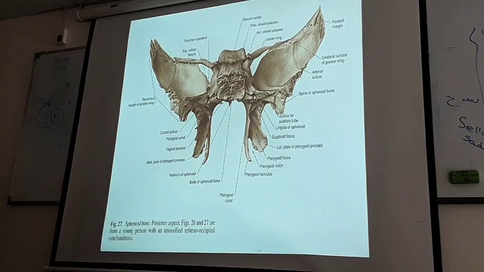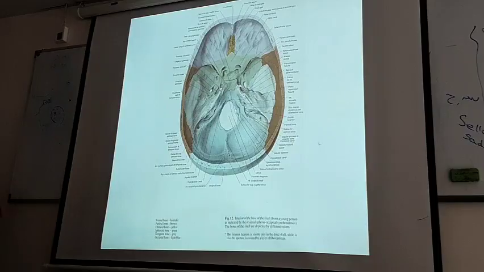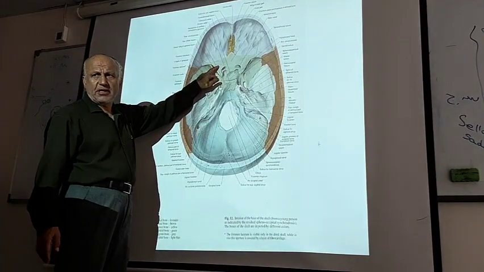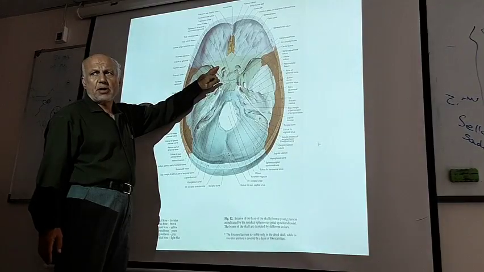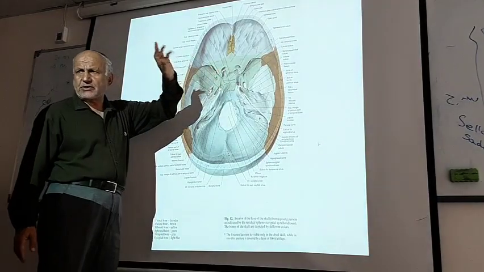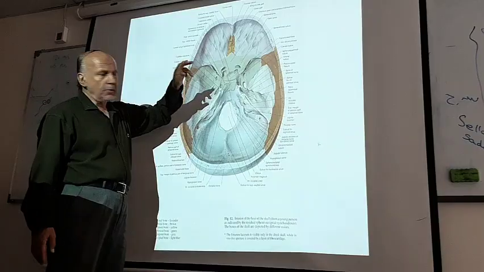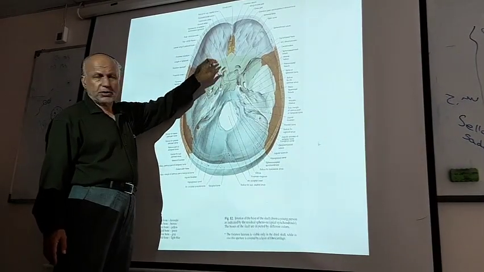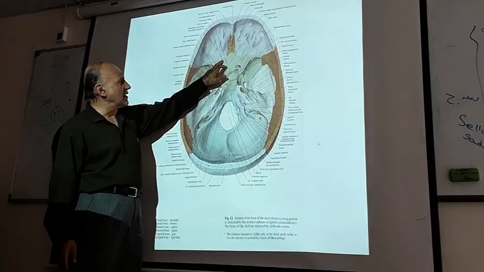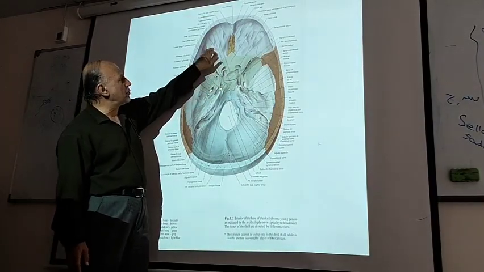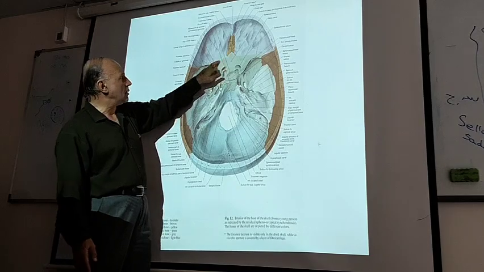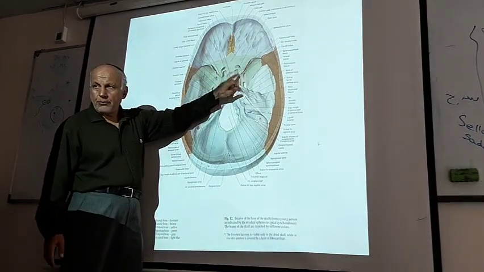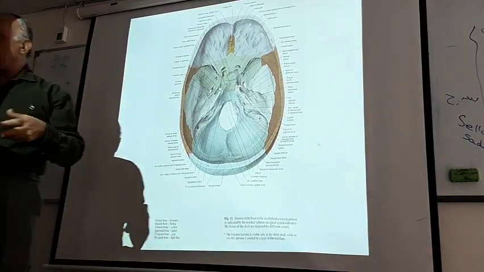The lesser wing has two surfaces. One is the superior surface, and it is named the cerebral surface because it is in contact with the brain. And this is a part of the anterior cranial fossa. The anterior border of the lesser wing is articulated with the orbital plate of the frontal bone. But the posterior border is free, not articulated with any bone.